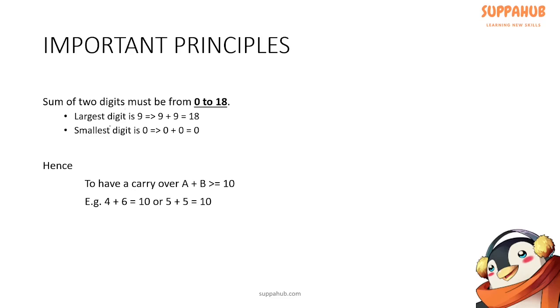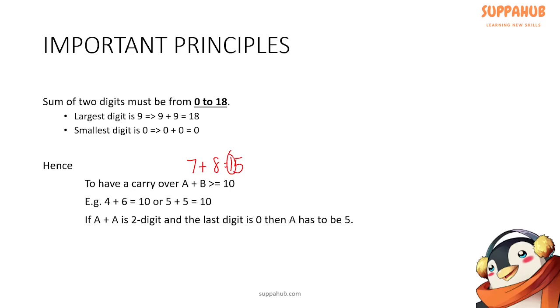So if you have, let's say, 7 plus 8, it will give you 15. It also has a carryover of 1, right? Carryover means you carry over to the second digit.